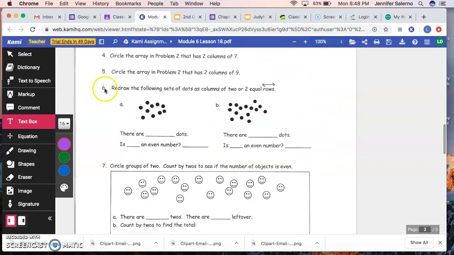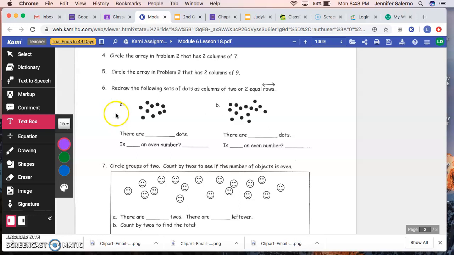Then for number 6, it says redraw the following sets of dots as columns of 2 or 2 equal rows. So it's giving you the option that you could either draw them into 2 columns or 2 rows. They're leaving that up to you. So when you look at letter A, count how many total dots you have first, okay? So we have 1, 2, 3, 4, 5, 6, 7, 8, 9, 10.